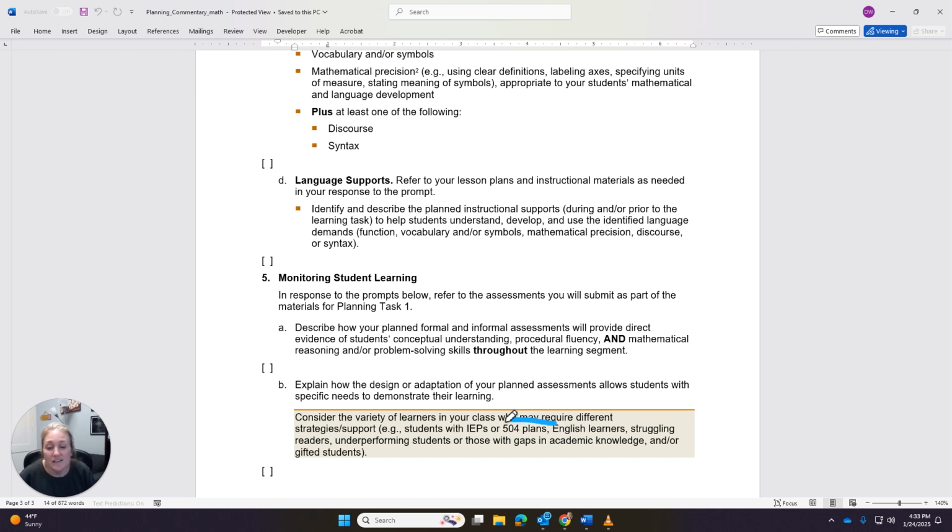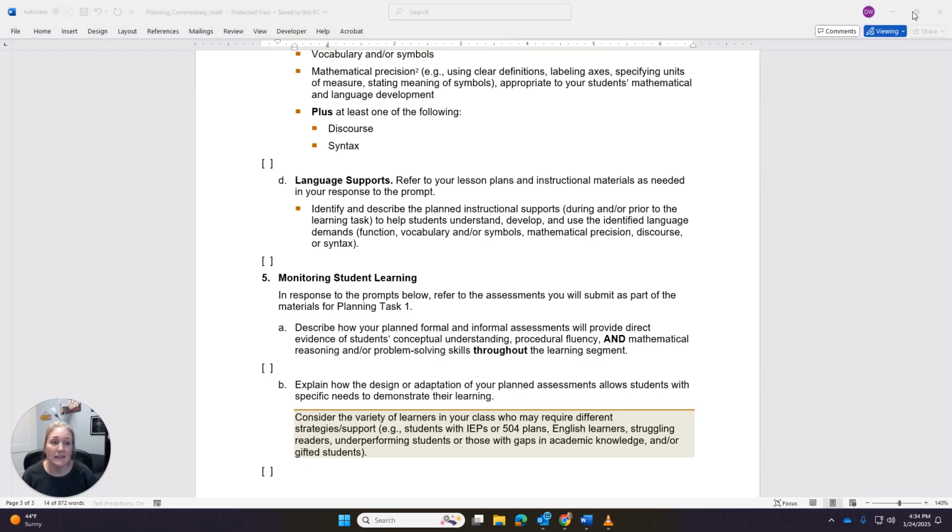You also need to address your IEP and 504 plans. Now, once again, if those students do not require any testing accommodations, you can just say, this student does not require any accommodations for assessment. Or you can say, I have created my assessments to be able to accommodate my student with an IEP without any additional modifications.